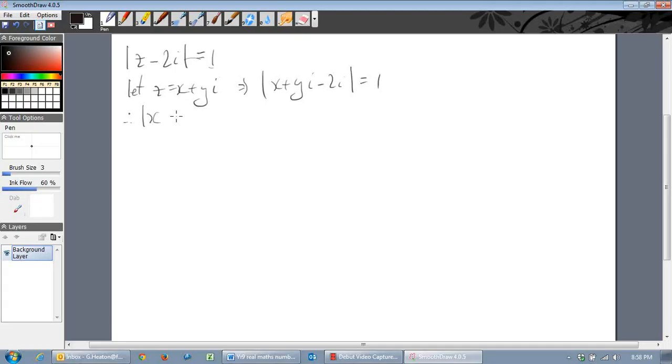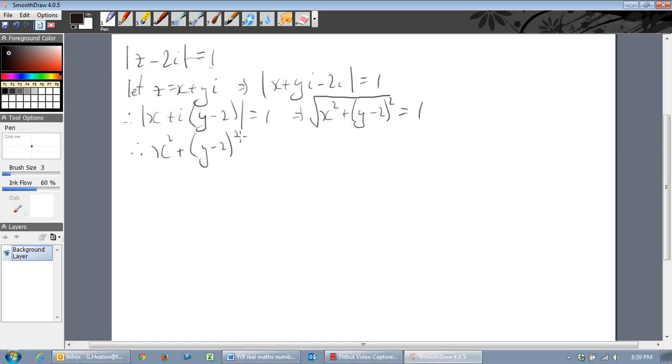So real part is x, imaginary part y minus 2, equals 1. Therefore, the square root of, remember what a modulus means, the square root of the real squared plus the imaginary squared. So that'll be x squared plus the imaginary y minus 2 squared is equal to 1. Let's just solve this now. Square both sides. X squared plus y minus 2 squared equals 1.